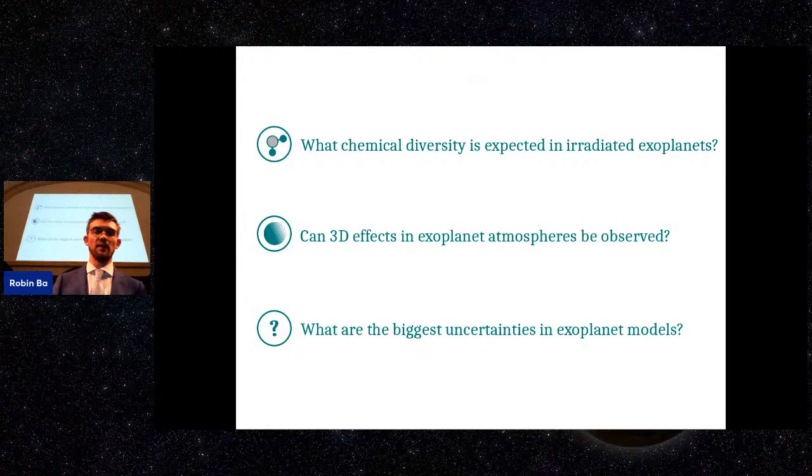So what I wanted to answer with my thesis, basically, are these three questions. First, what chemical diversity can we expect in irradiated exoplanet atmospheres? Second, these three-dimensional effects, can they somehow be observed? And third, what are the biggest uncertainties in exoplanet models? Because often, of course, models have uncertainties and models are never perfect, so it's good to know where we need to improve.